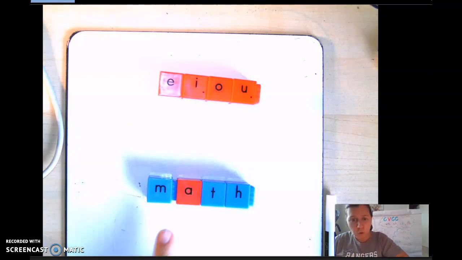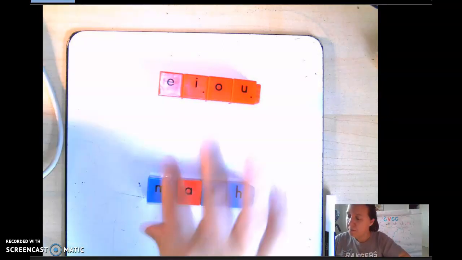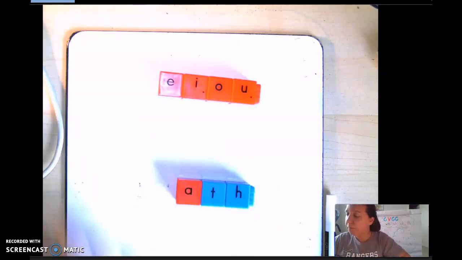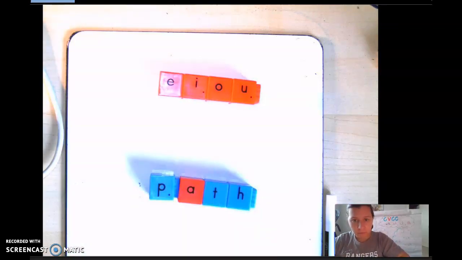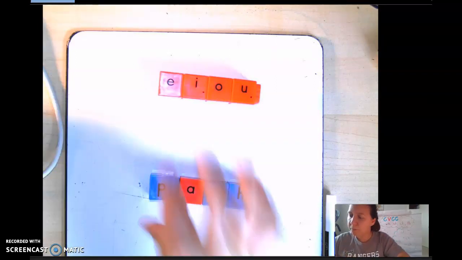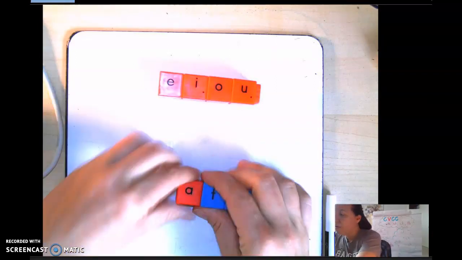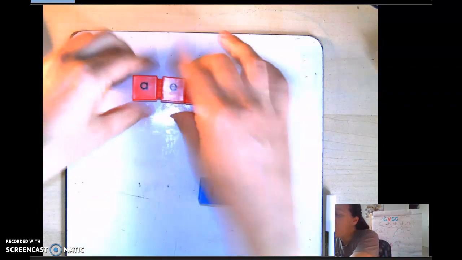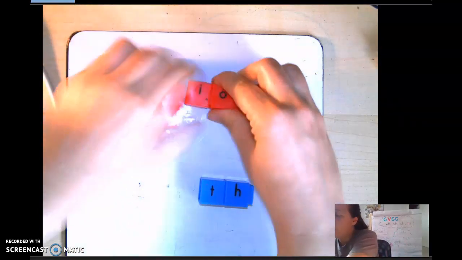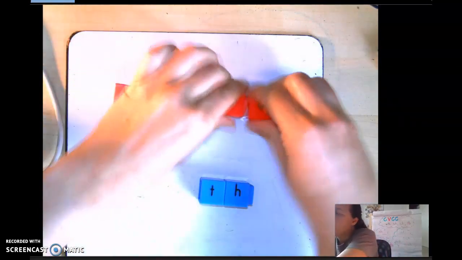Now, we love to do something with Miss Johnson and Miss Holmes. We love to do math. Good job by counting. Good. Math. Nicely done. Trying to see if you guys can figure this one out. Path. Path is like a little walkway.